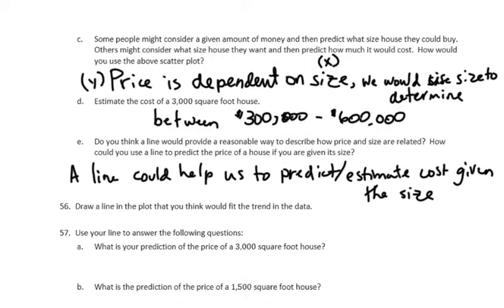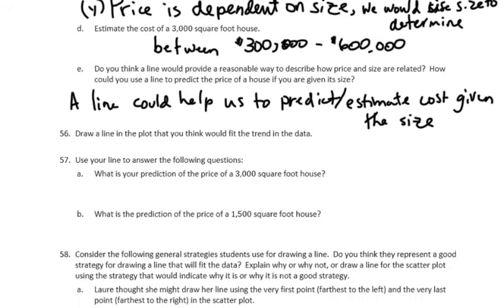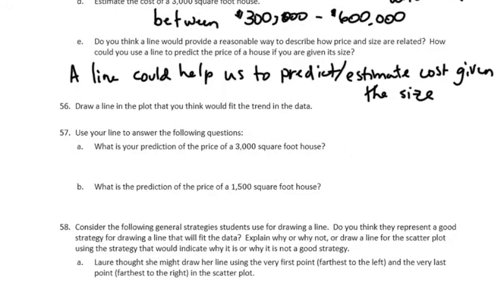We drew a line in the plot that we thought would fit the trend data. What is your prediction of the price of a 3,000 square foot house? We talked about that one. We were just about to write it down. About $500,000. What is the prediction of a 1,500 square foot home? Looking at the scatter plot, about $200,000.